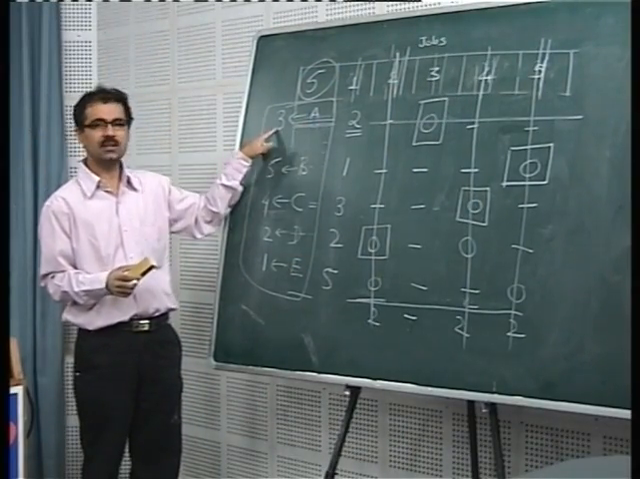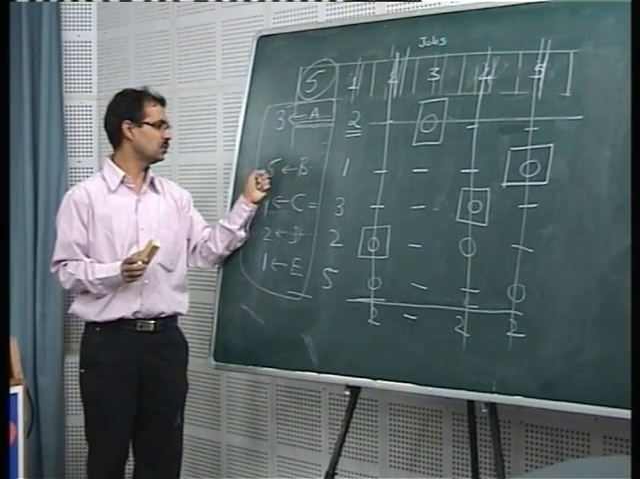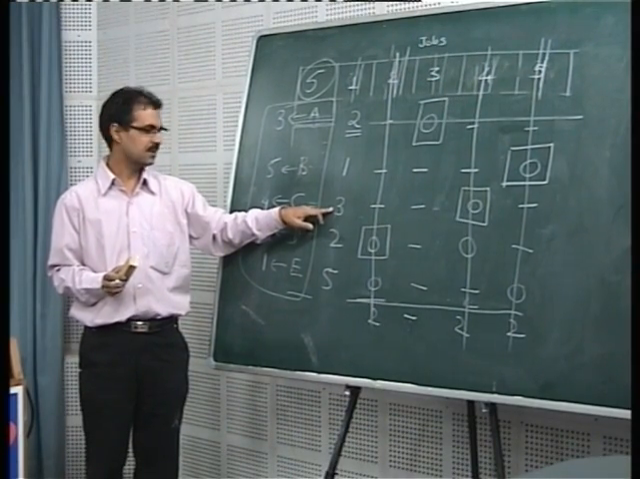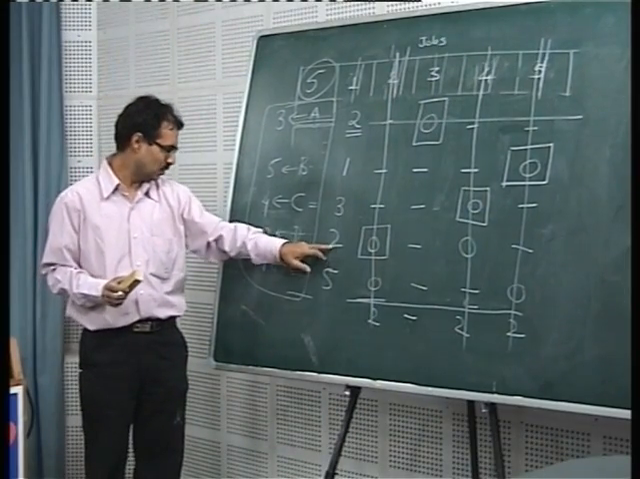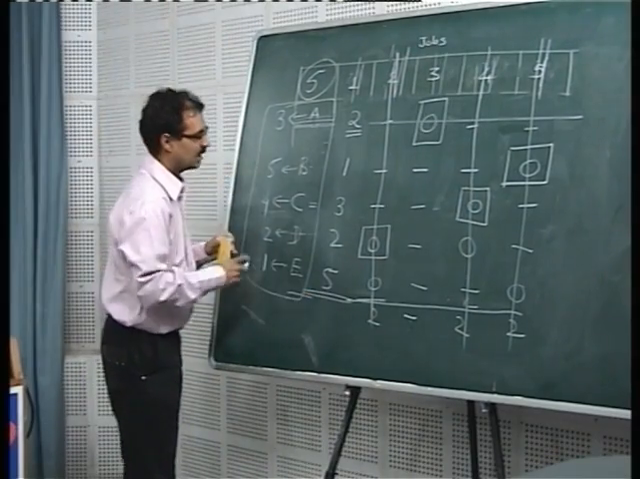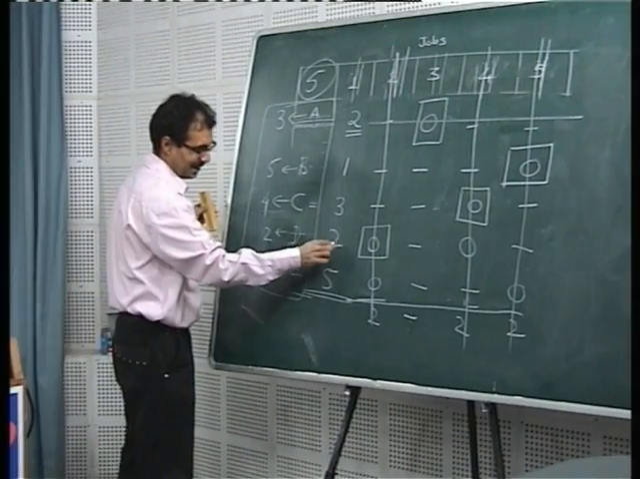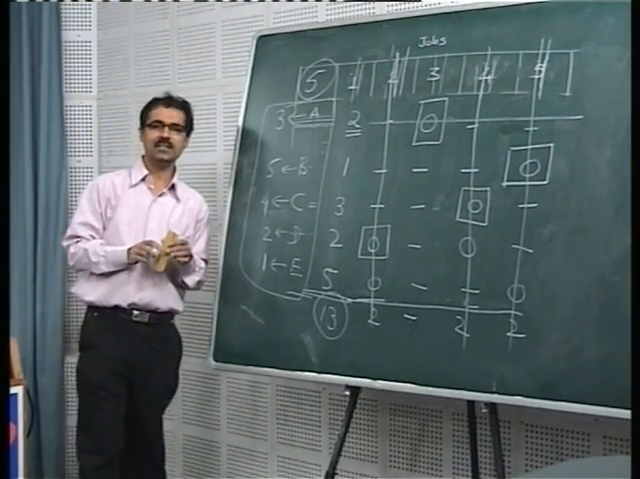If A is given the third job, the time required will be 2 hours. B for fifth job, 1 hour. C for fourth job, we require 3 hours. D for second job, we require 2 hours. And E doing the first job will require 5 hours. Let us make the total. How many hours we need? 2 and 1, 3, 6, 8 and 5. 13 hours. Okay, so we needed 13 hours.